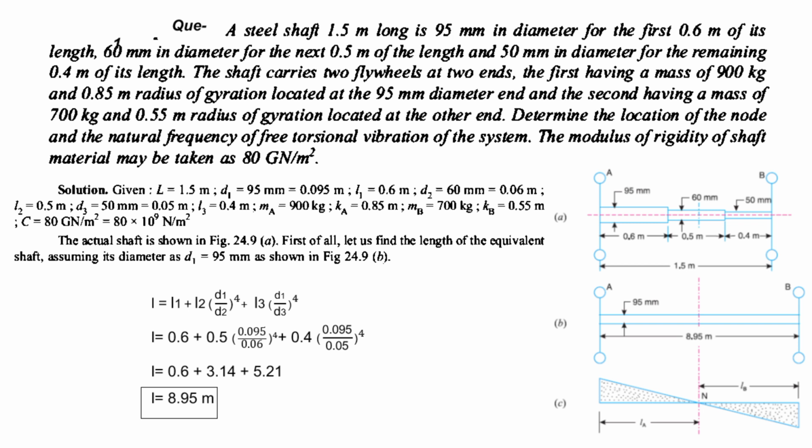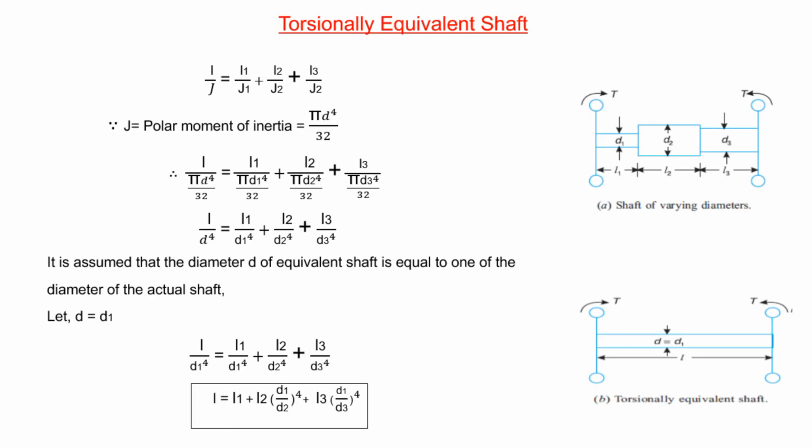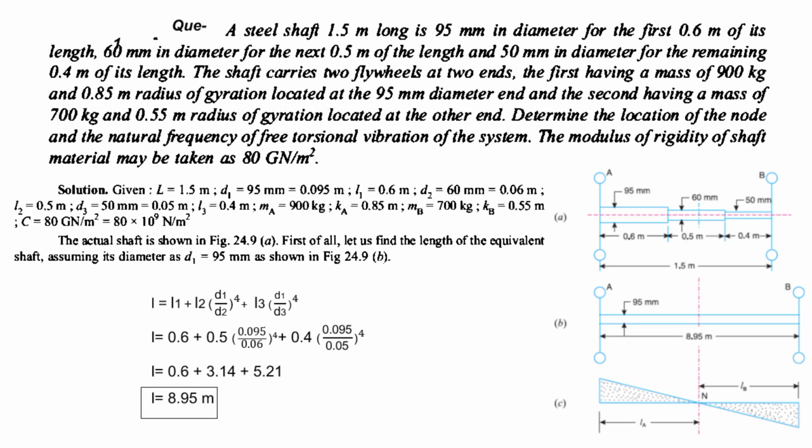That means it is equal to 95 mm. If we are going to convert it, then the length of this shaft is going to change, and we can find out this torsional equivalent shaft length by one formula we have derived, that is L is equal to L1 plus L2 into (D1 by D2) raised to 4 plus L3 into (D1 by D3) raised to 4. Put the values in this formula.